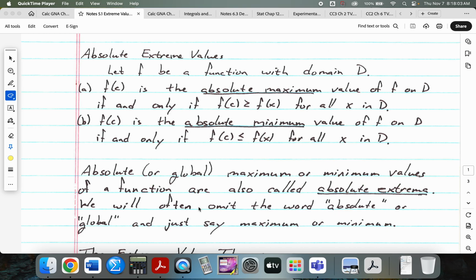So a lot of times, though, they won't ask you for absolute or global. They'll just say find the maximum or the minimum. And that's to be understood to be the absolute or the global maximum or the global minimum.